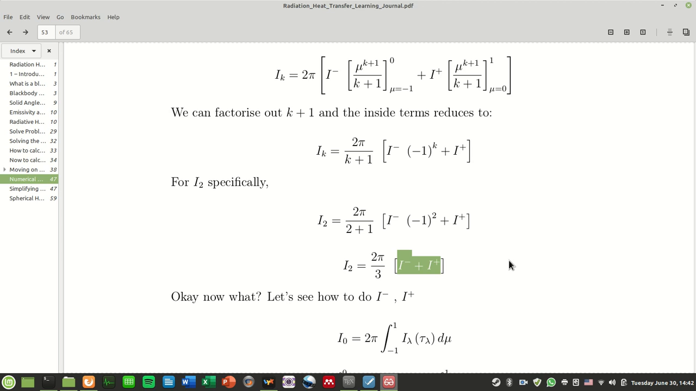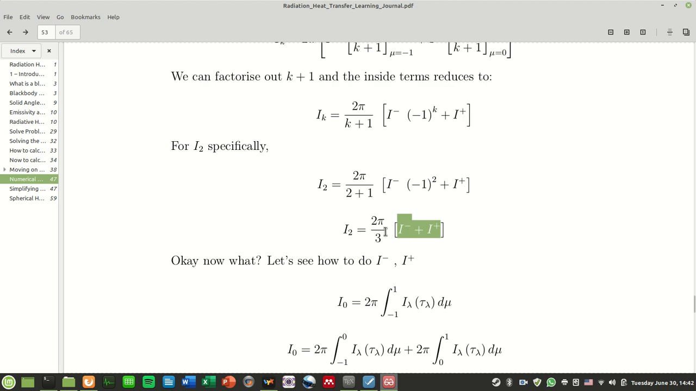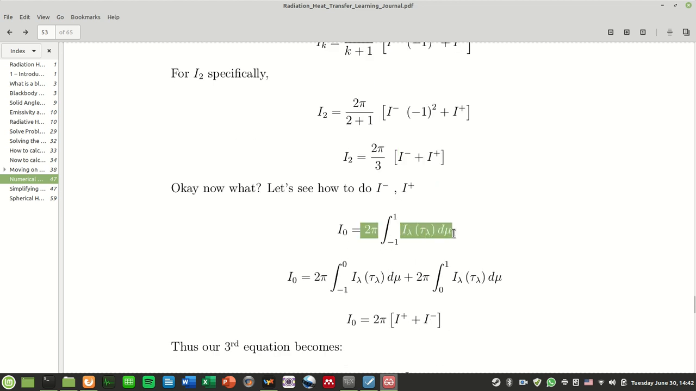So we're going to exploit that and take a look at the k equals 0 case. We can do k equals 0, just like what we did before. Substitute k equals 0, and we'll find that it is just 2 pi I plus I minus. Now take a look at the inside terms. Because now they are exactly the same, we can sort of equate I2 to I0.